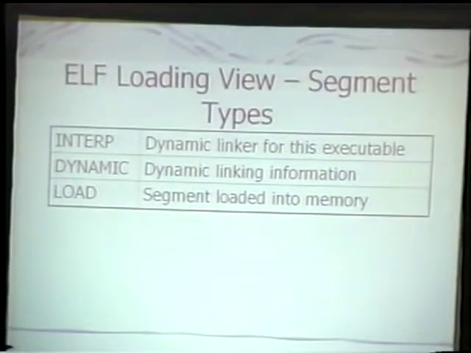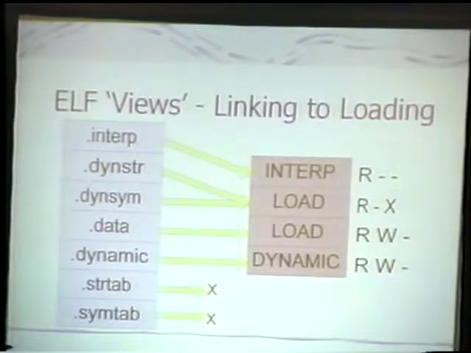So if we compare the two views, we've got the linking view over here and the loading view over here. We can see various sections which correlate exactly. The interp section correlates exactly. The dynamic strings and the dynamic symbols go into just a load segment, and you can see the permissions down here of what the memory pages will have at runtime. The dynamic section exactly correlates to the dynamic segment. You've got a data section which goes into one of the loadable segments, and then you've got a number of sections which don't make it at all, and they don't need to exist at runtime.